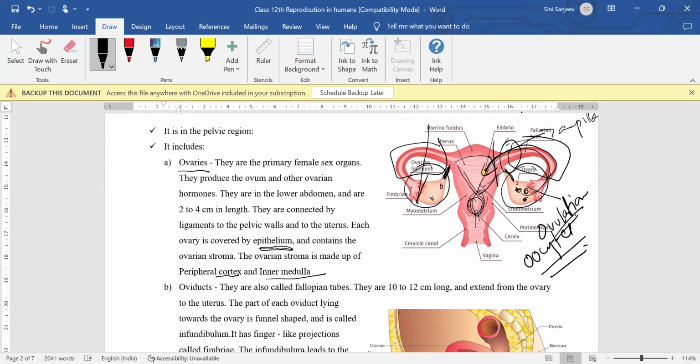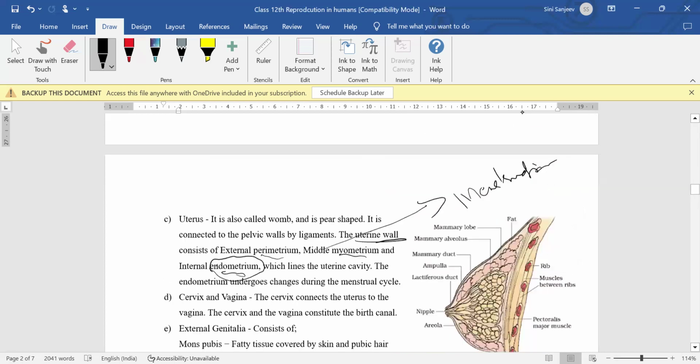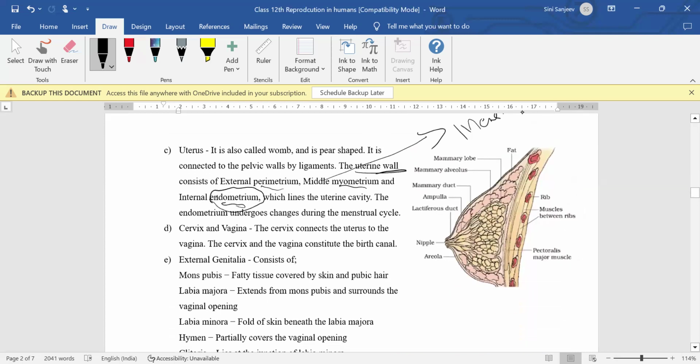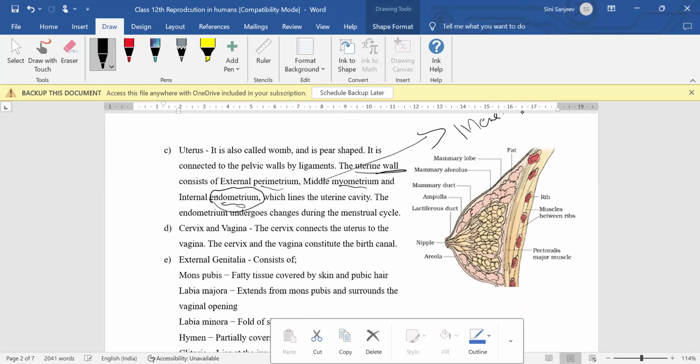Whenever a child is being born, that is during the delivery time, this part will dilate, which means it will open and then only the baby comes out. So this is again an important part, the cervix and the vagina. The vagina is also called the birth canal because the baby comes through it.